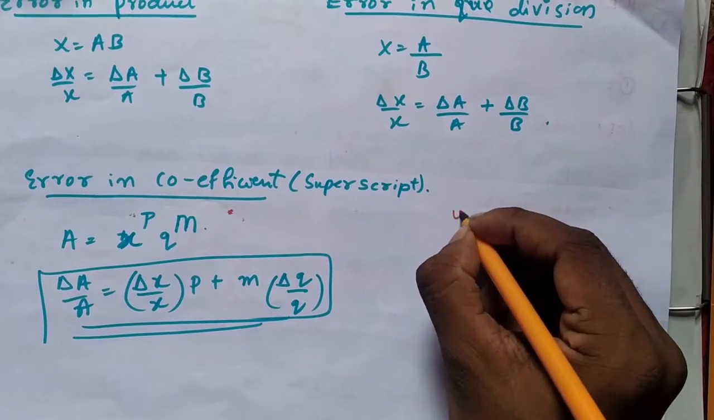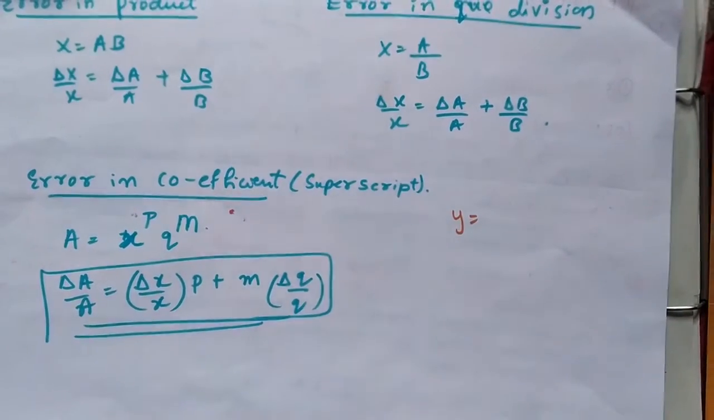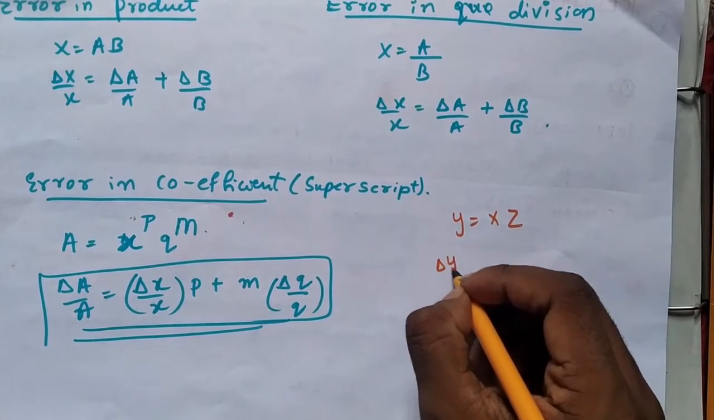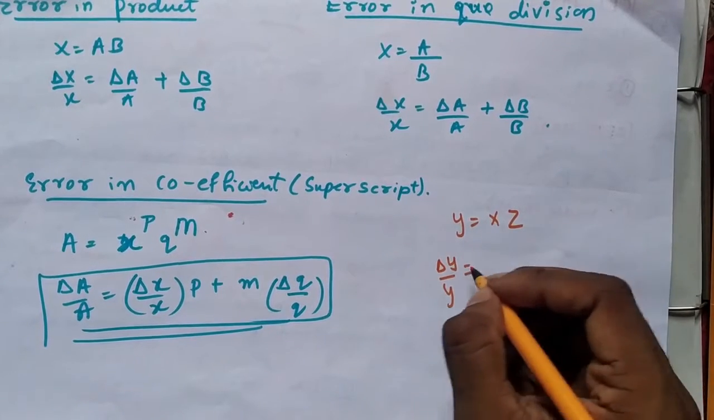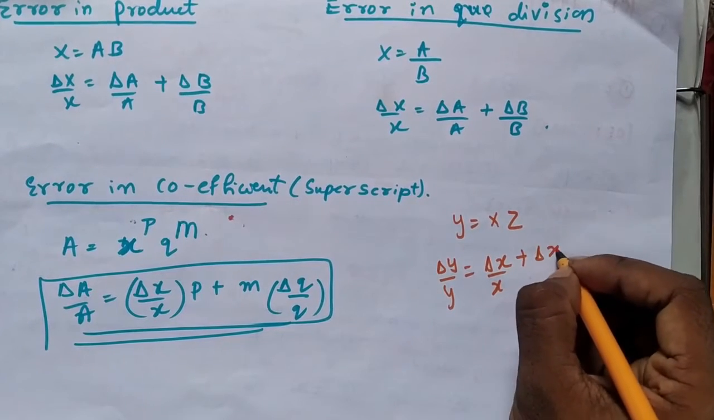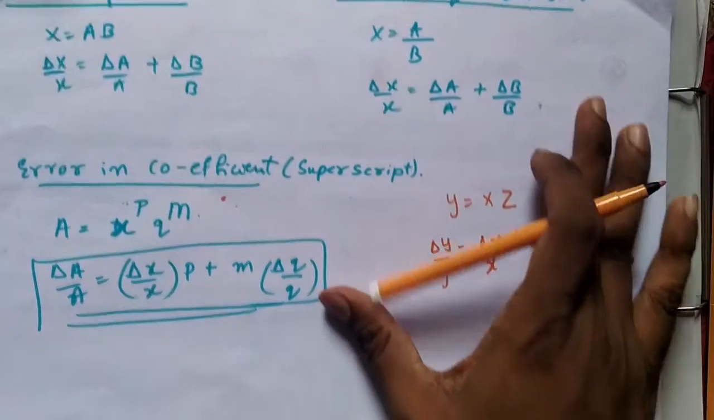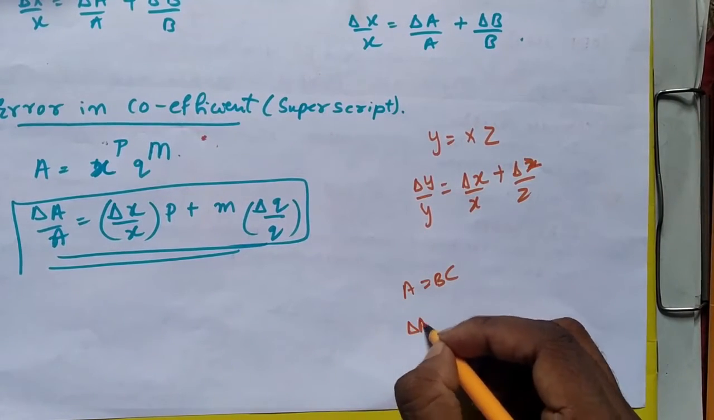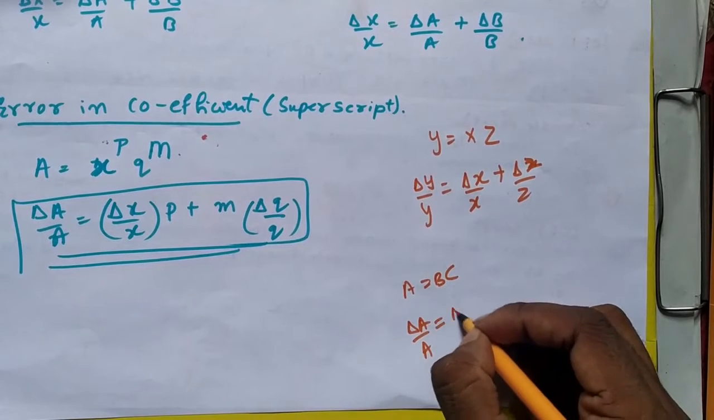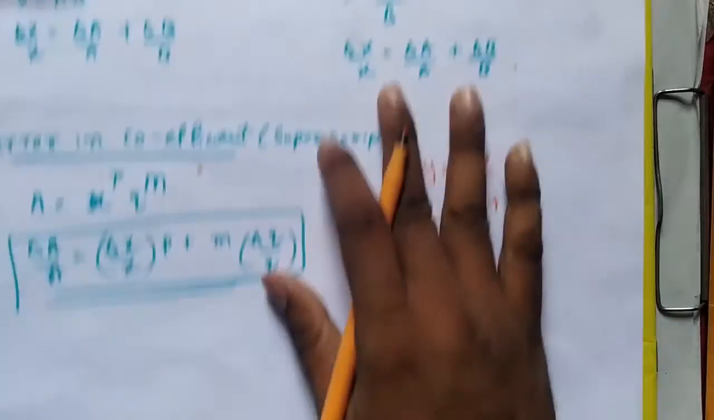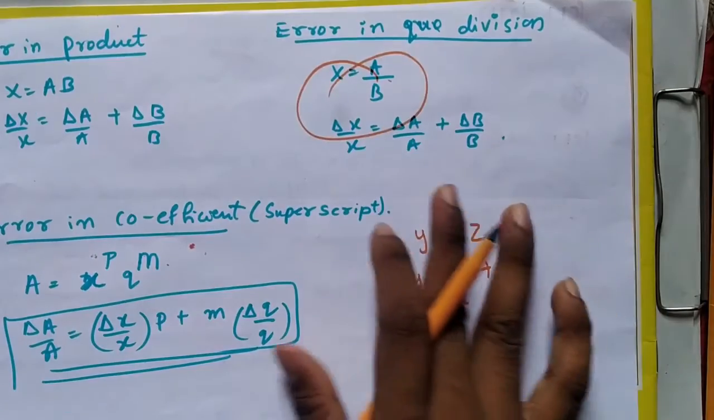If I have a product like y is equal to xz, we take the error like this: delta y by y equals delta x by x plus delta z by z. The relative errors should be added. For example, if a is equal to bc, then delta a by a is equal to delta b by b plus delta c by c; the relative errors should be added. In the same way, for division also the errors should be added.